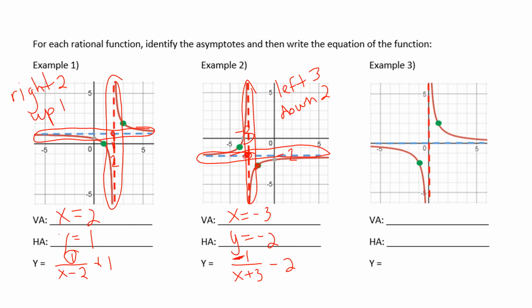Example number 3, vertical asymptote. The vertical asymptote is passing right through 0, so x equals 0. And the horizontal asymptote is also passing right through 0, so that's y equals 0, which tells me we haven't shifted up or down or left or right, so I don't need to put anything down here with x or anything out to the side. If I wanted to, I could put x plus 0 here and a plus 0 at the back. It's just not necessary to do that because those are zeros.